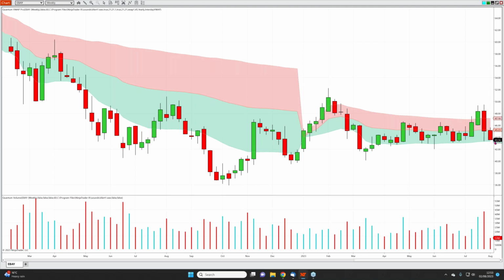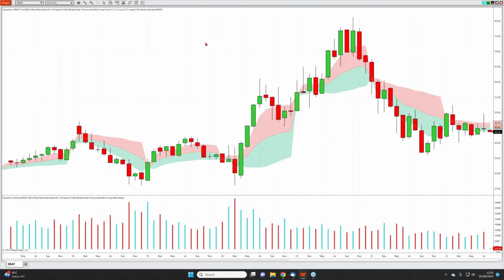So it's just a question of being patient and waiting for that stock to break, and of course that breakaway will be accompanied with volume, which will be the signal and the trigger once it does indeed move one way or the other. That's eBay. Let's just do one more.